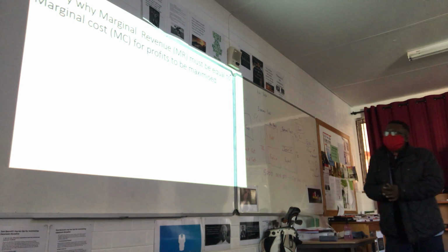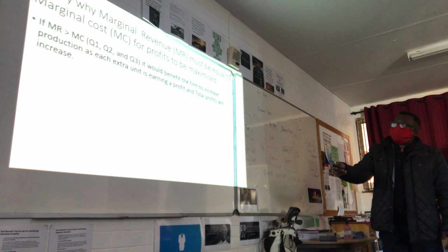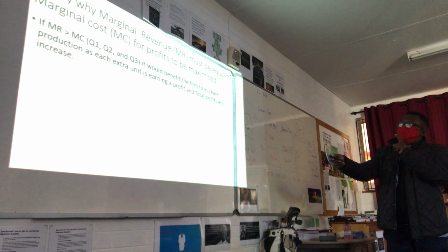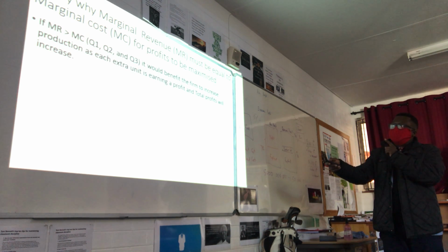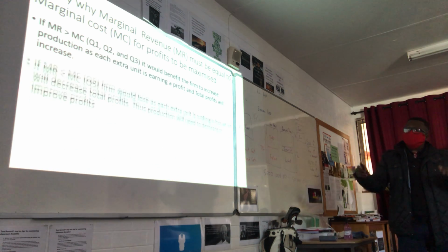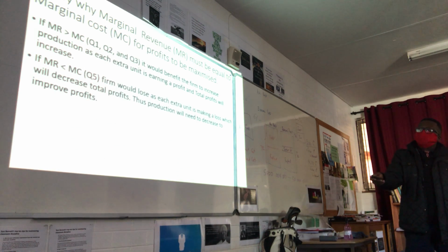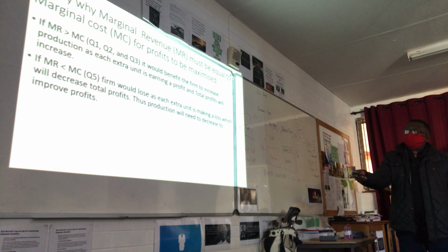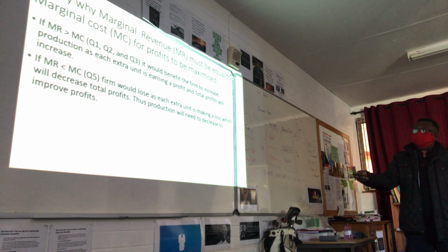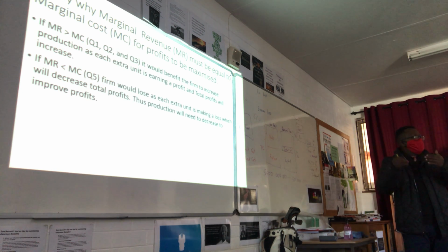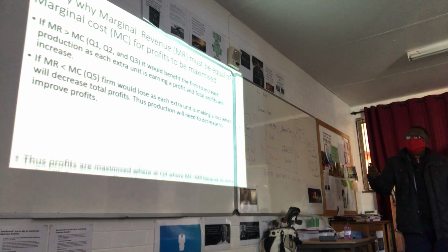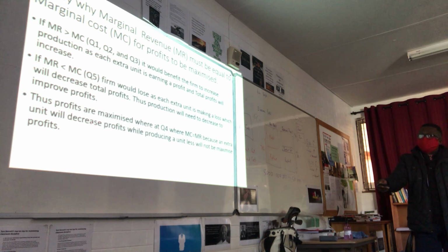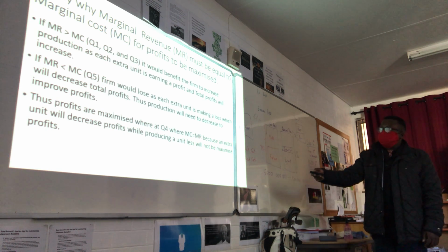All right, so again, just rehashing. At quantity 1, quantity 2, quantity 3, it would benefit the firm to increase production as an extra unit is earning a profit, as we've seen, and the total profits will increase. Okay, but once you get to Q5, the firm would lose as each extra unit is making a loss, which will decrease total profits. Thus, production will need to be decreased to improve the profit. So from 500, you'd have to actually decrease production to 400. Thus profits are maximized where? At quantity 4, where marginal cost is equal to marginal revenue.